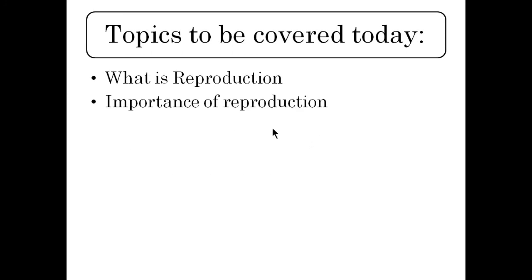Now let me tell you one thing, students, listen to me carefully. You have studied about life processes, right? And you know that all the life processes are important. We cannot live if any one of these is missing. For example, nutrition, respiration, the excretory system, the circulatory system, all are important. But if we do not reproduce, even then we can live.